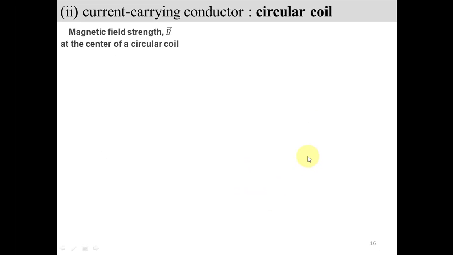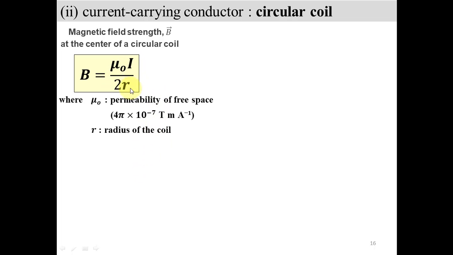Let's take a look at the circular coil. For a current carrying conductor in a circular coil, the magnetic field is given by the formula B equals mu naught I over 2R, where mu naught is the permeability of free space, 4 pi times 10 to the power of negative 7 Tesla meter per ampere, and R is the radius of the coil. This is the general equation of the magnetic field strength at the center of the circular coil.